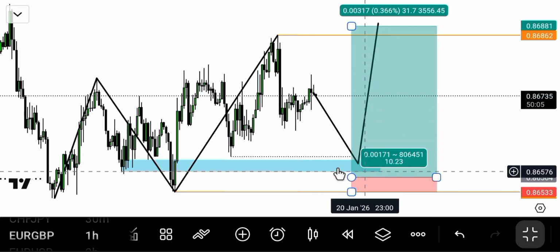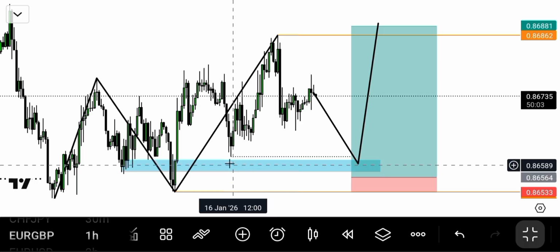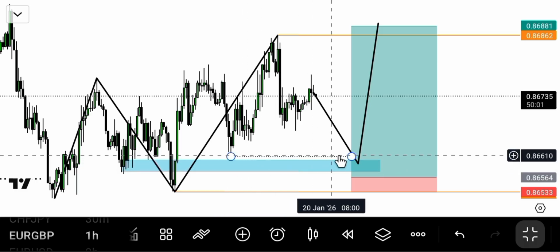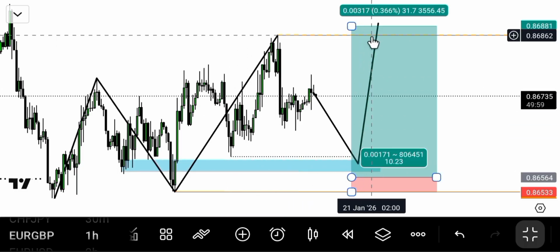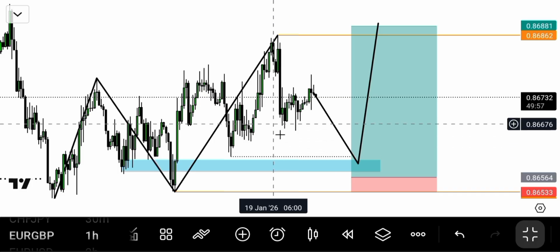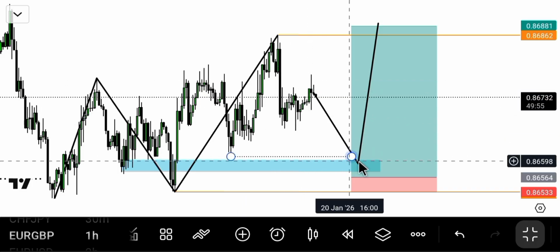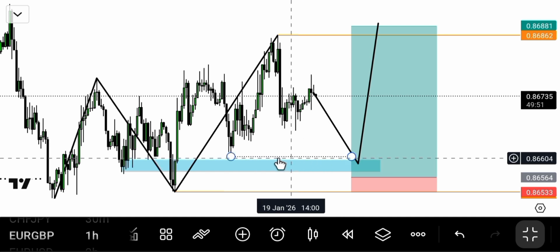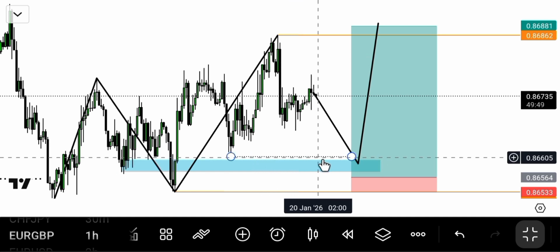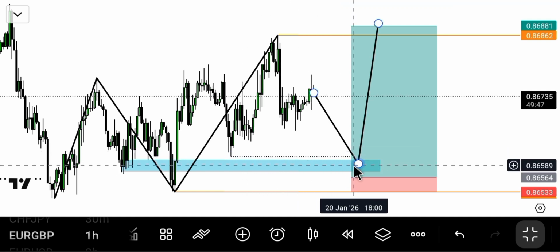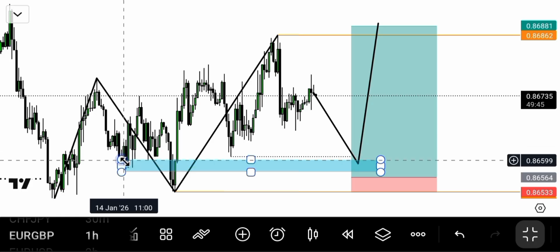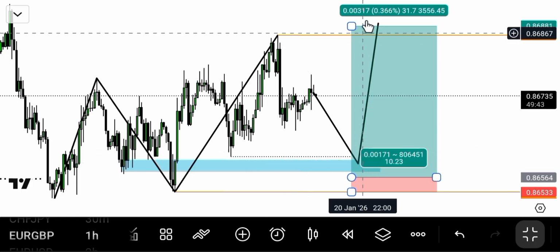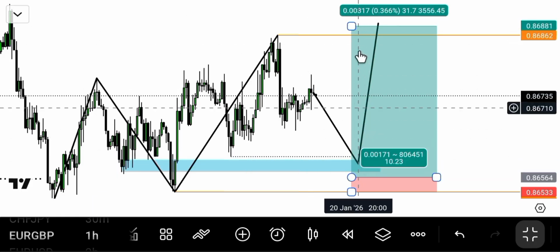But the problem with moving your entry so far away from the place price should expand from is that you lower the probability of you getting triggered, because price can actually come back here, take out this structural liquidity, tap the tip of this QMR, this key level, and start expanding higher. And what you have is a missed entry.